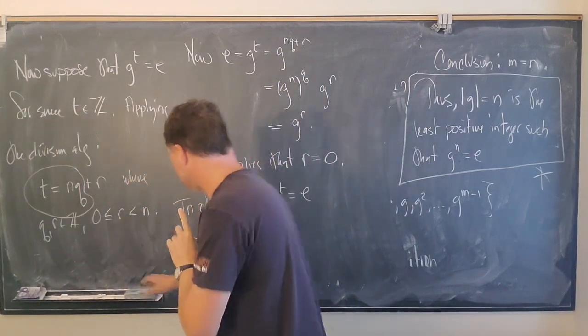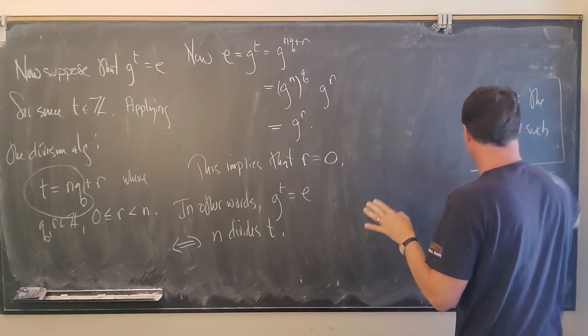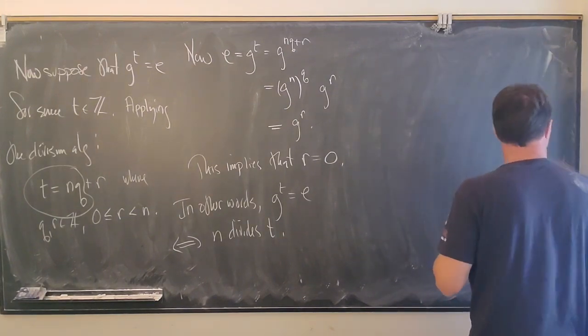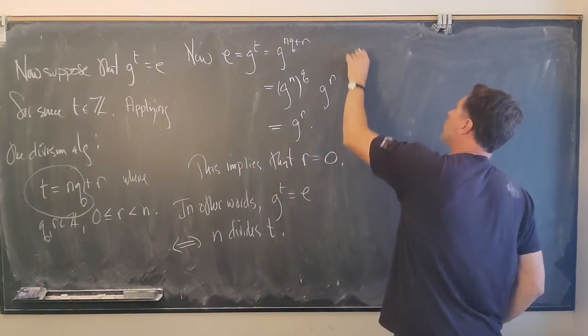Okay, and now, so let's write down our characterization now of how elements behave in a cyclic group of finite order. So, conclusion.